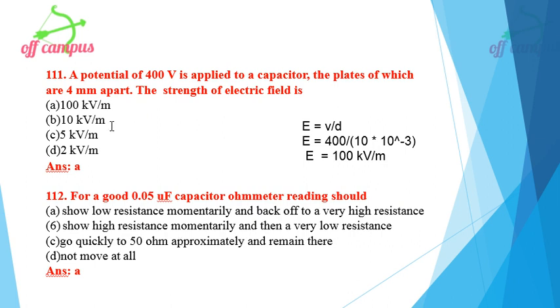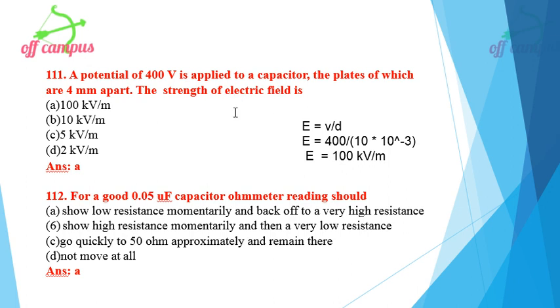Then 111, this is one problem. A potential of 400 volt is applied to a capacitor, the plates of which are 4 millimeter apart. The strength of electric field is. What is given? Voltage value and distance are given. We need to find out the strength of the electric field.